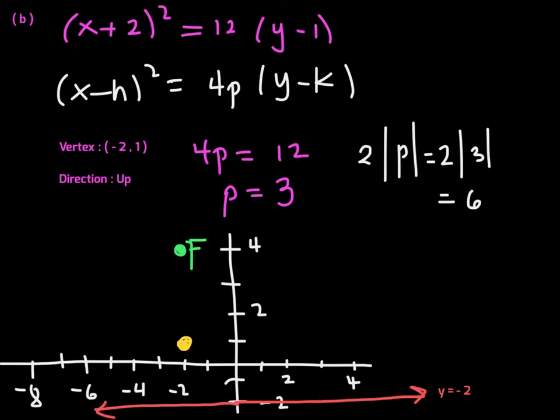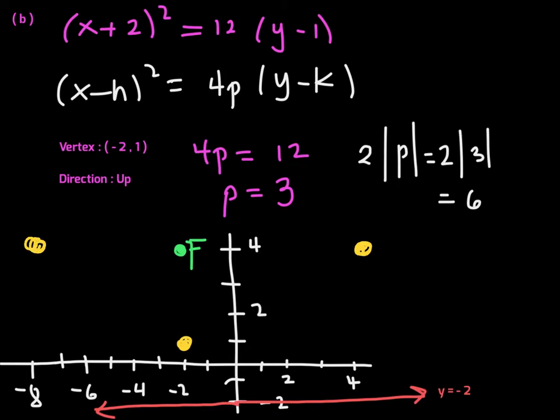Now, the latus rectum will be a line segment that's going right through your focus. So it's parallel to your directrix. It'll be 6 units to the right of the focus and 6 units to the left of your focus. 6 units to the right of your focus will drop you off at 4, 4, out there. And then 6 units to the left of your focus will drop you at -8, +4.